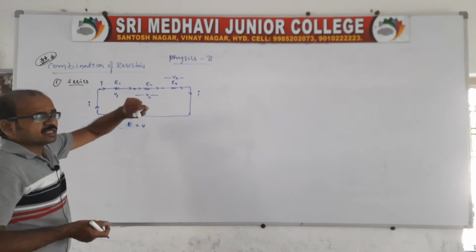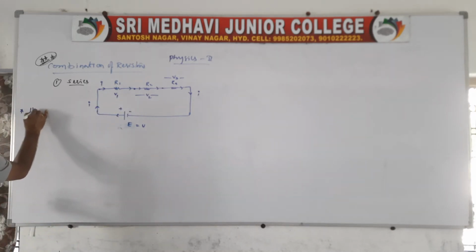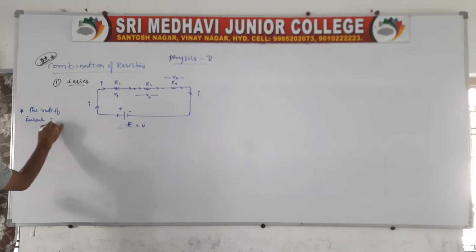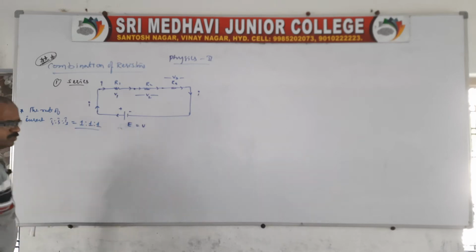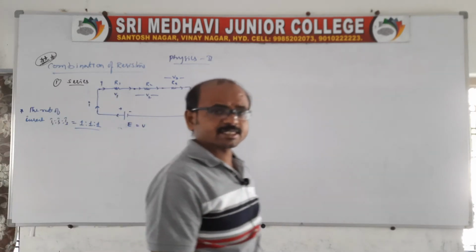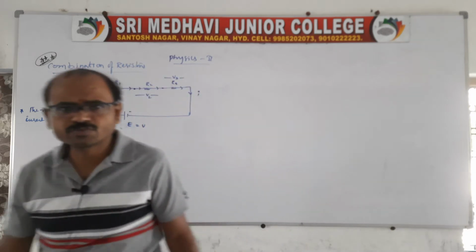There is one question here: the ratio of currents. The ratio I1 : I2 : I3 and so on is equal to 1 : 1 : 1, because the current through each resistor is the same. Therefore, the ratio is 1:1:1:1.